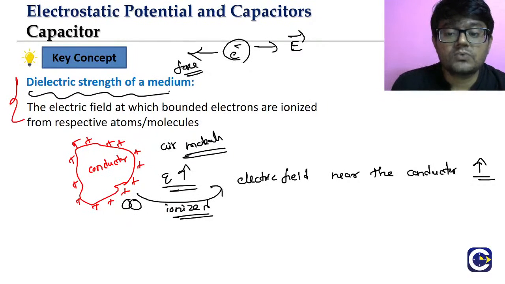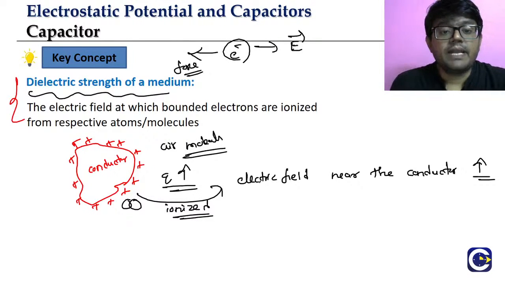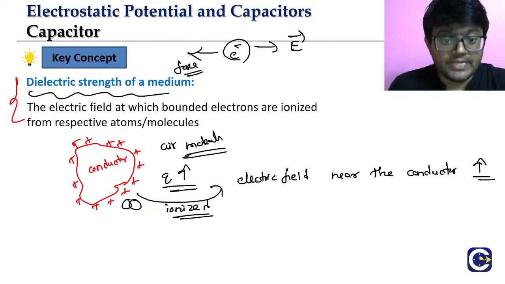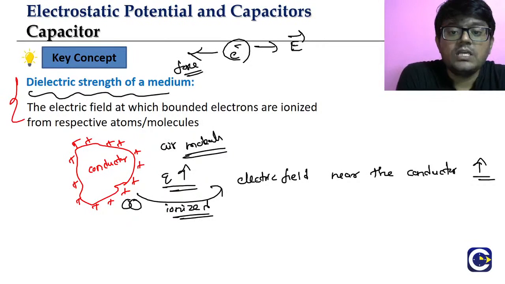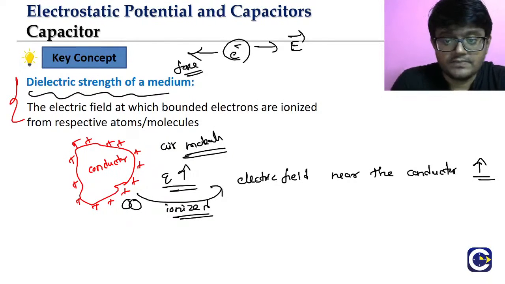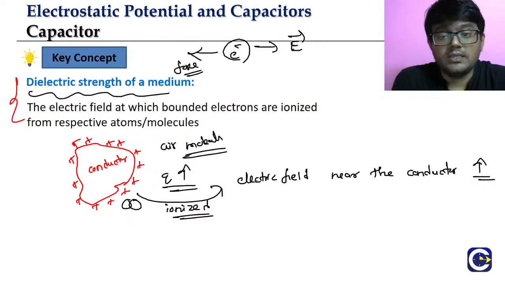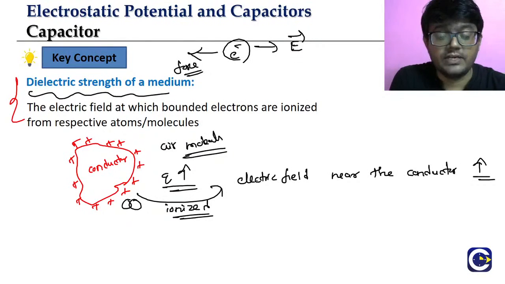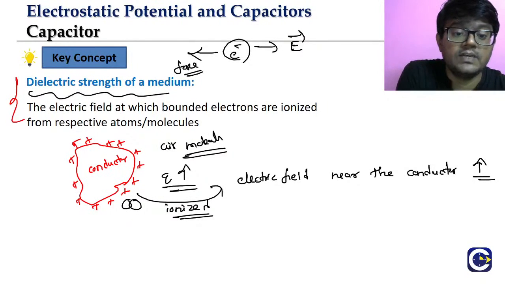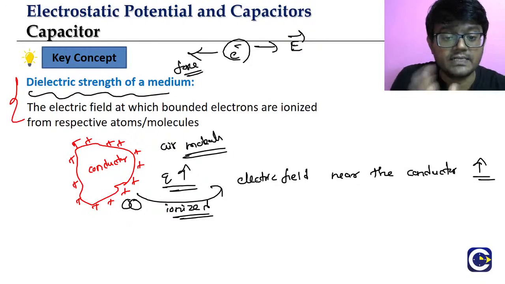So we also call it the breakdown field. Breakdown means the dielectric, the surrounding medium, will not allow the flow of the charges. But if the field becomes so high, the atoms or molecules of the medium get ionized. So we will see that the charge gets leaked from the conductor.